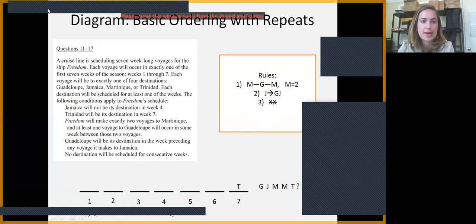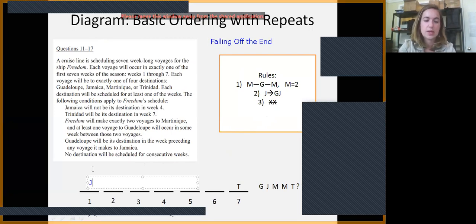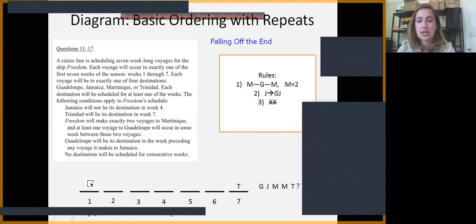So one of the classic types of inferences that you can make on basic ordering games is a falling off the end inference, which means if I have some kind of chunk like G before J, I imagine what would happen if I were to put it on the end of my diagram, like here in space 1. Well, if I were to put a J in space 1, there would need to be a G before it, but the G would fall off the end of the diagram and we would just lose it completely. So that means that J can't be in space 1.